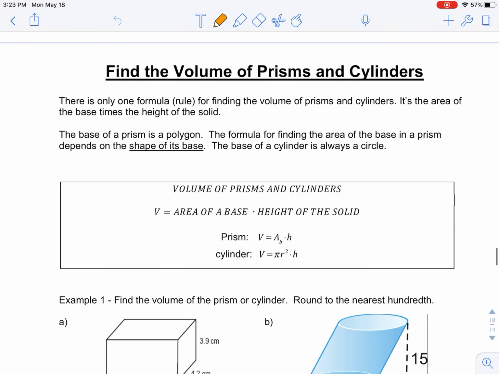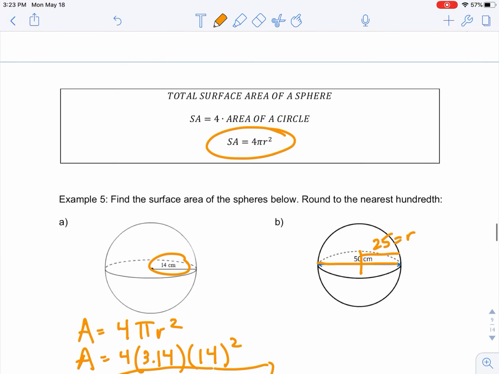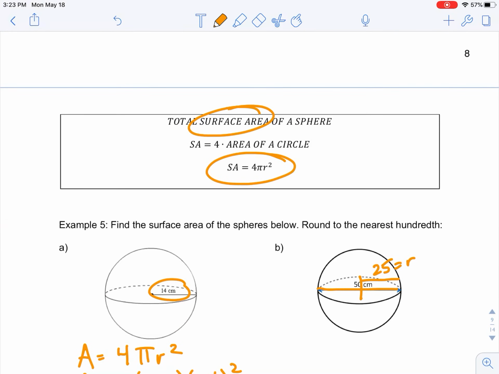We are in our last packet here, this Unit 10 packet that you guys are in. Page 10 is where we're starting here. Finding the volume of prisms and cylinders. So we're going to talk about volume. Before we were doing surface area, that was from before, right?